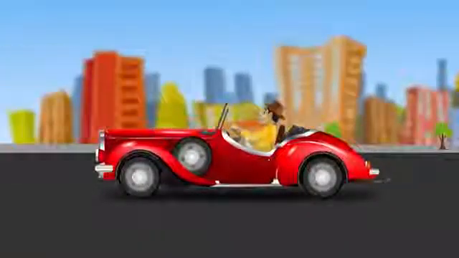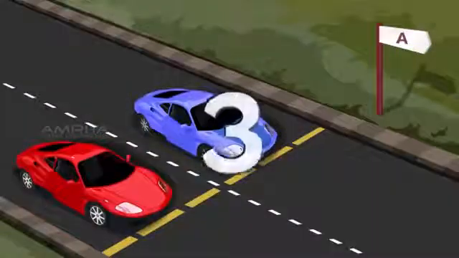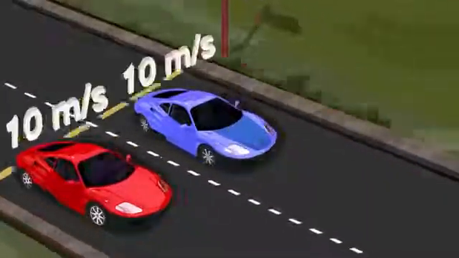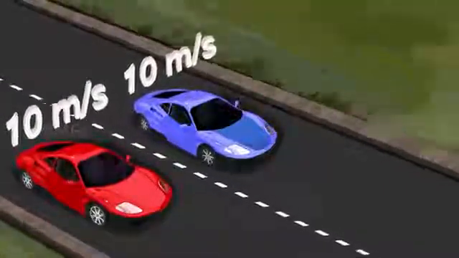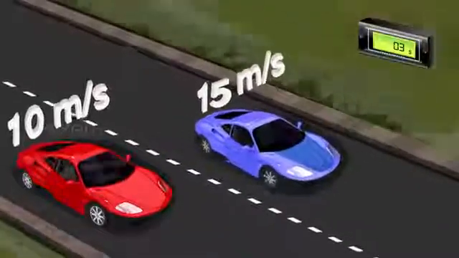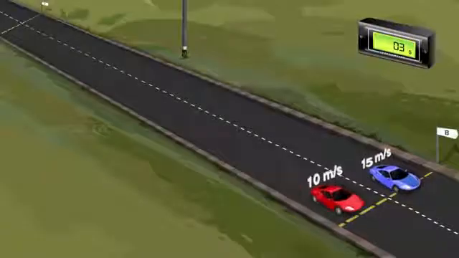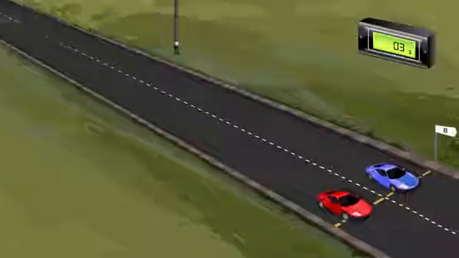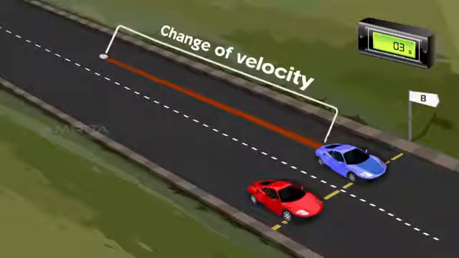What happens when a body moving in a certain direction changes its speed suddenly? Let's consider two vehicles moving in parallel with uniform velocity, that is 10 meters per second, from point A to point B. Suddenly, one vehicle increases its velocity to 15 meters per second in 3 seconds and speeds off towards point B. As the velocity of the vehicle has increased, it is said to have accelerated.